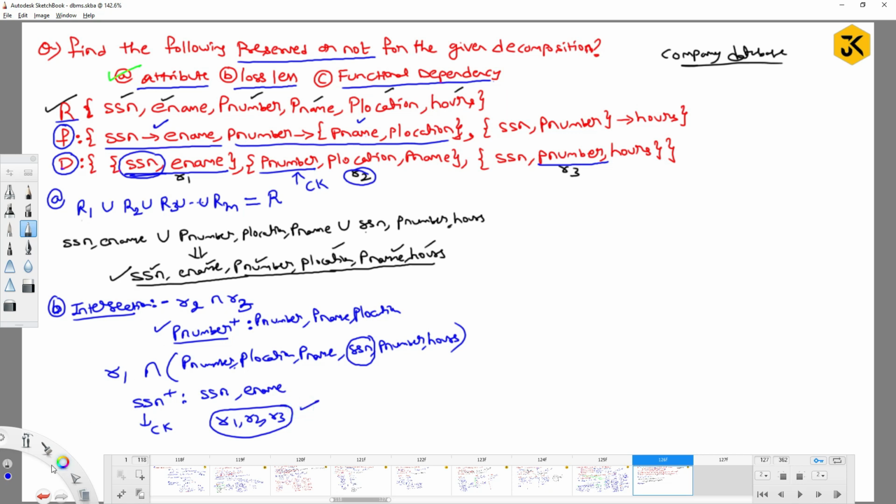So I can say that it is lossless decomposition only. Lossless decomposition only, right? So next, check whether it is FD preserving or not.